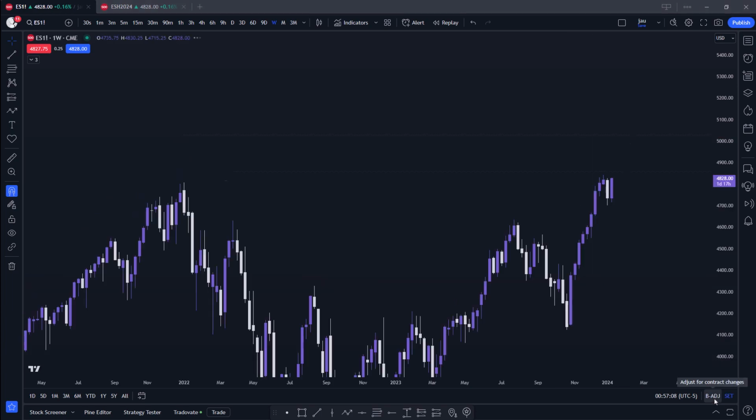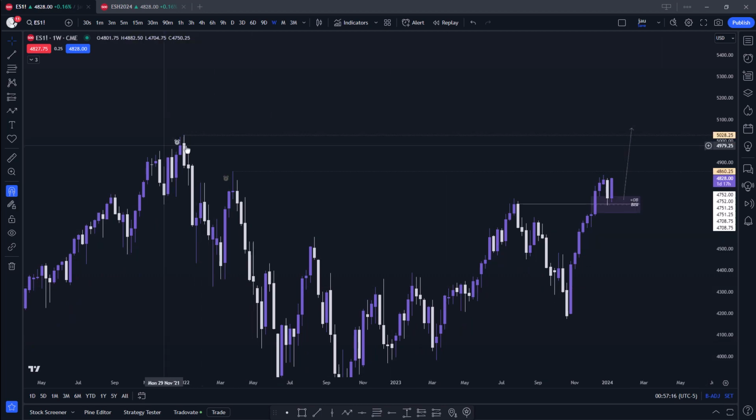You can see what happens when you don't have it adjusted. We've technically already hit the all-time high now, but when I have it adjusted for the contract changes, we'll still have these two swing highs to raid. I'm just using this for the sake of information. So right now my targets are here, and these two swing highs on the weekly chart.